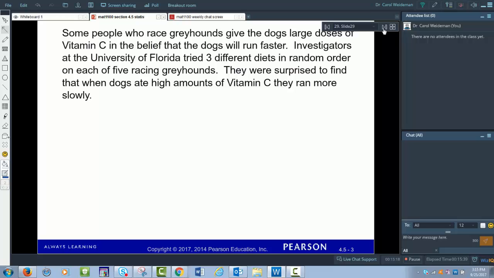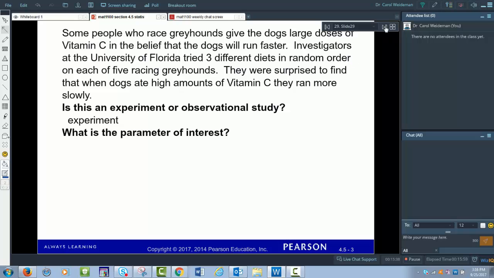Let's try another example. Some people who race greyhounds give the dogs large doses of vitamin C in the belief that the dogs will run faster. Investigators at the University of Florida tried 3 different diets in random order on each of 5 racing greyhounds. They were surprised to find when the dogs ate high amounts of vitamin C, they actually ran more slowly. Is this an experiment or an observational study? It's an experiment. Notice the order. They gave the diets in random order.